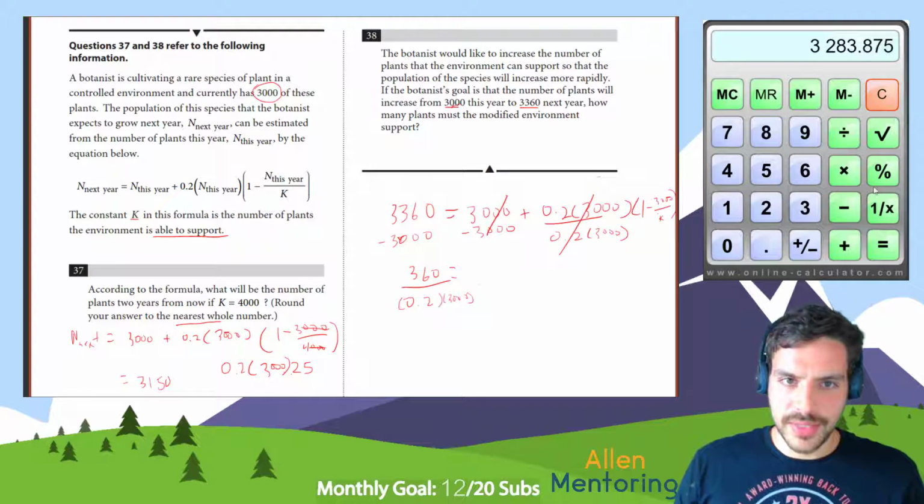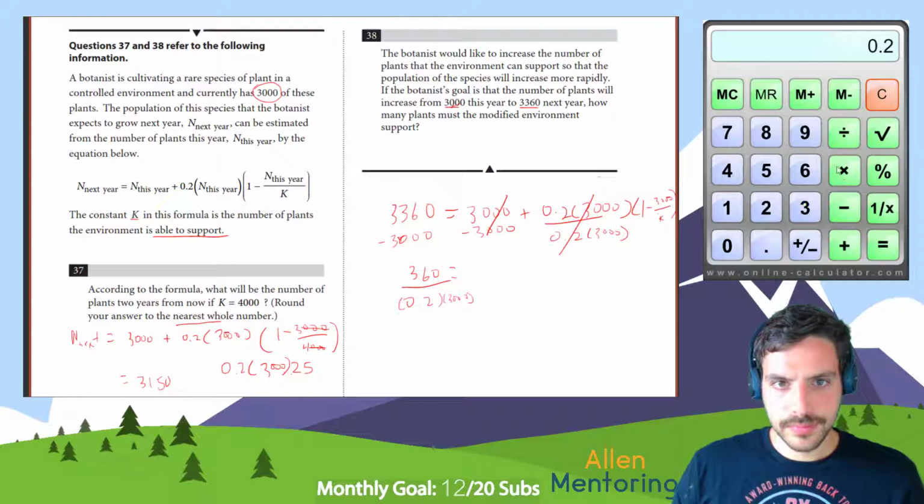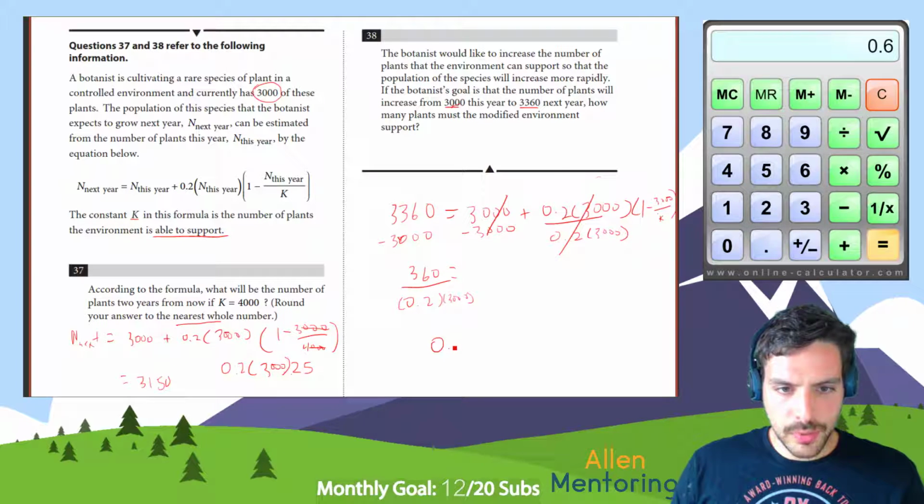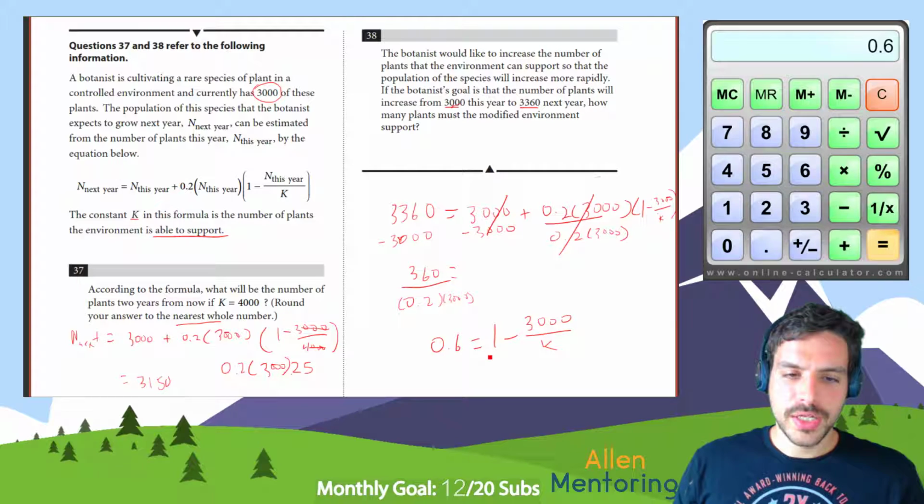What is 0.2 times 3,000? Okay, that's 600. Okay, so what is 360 divided by 600? 360 divided by 600 is equal to 0.6. That was easy. So 0.6 is equal to 1 minus 3,000 over K. All right, pretty good so far.